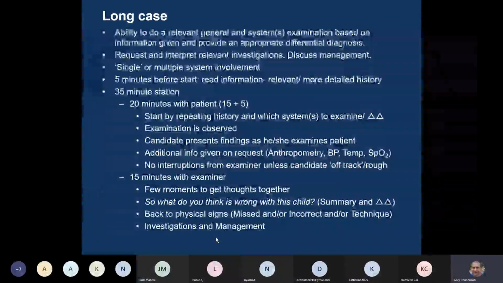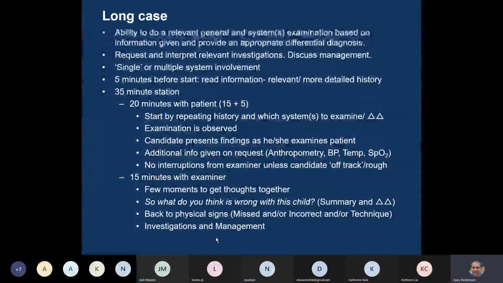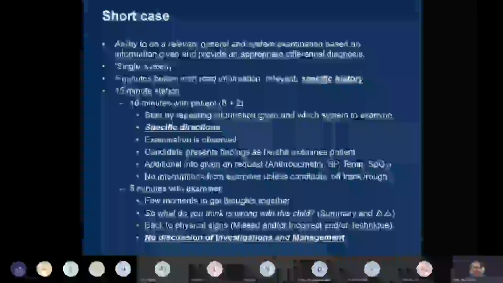They may take you back if there are physical signs that they want you to look at again, not necessarily because you've got it wrong, but they may just want to check your technique again, or make sure that you've interpreted it properly. Often it is because something's been misinterpreted, either something was missed or something was found that actually wasn't there, but it's not always that. So don't think just because you've been taken back to a sign that you necessarily got it wrong, but usually that is what it means. And then there'll be time for discussion of investigation and management.